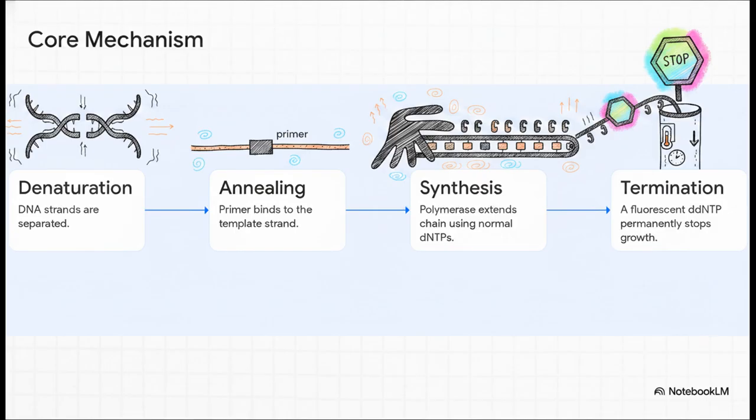This enzyme starts racing down the strand, grabbing normal hook bricks by the thousands to extend the chain. But remember, we sprinkled in a few of those modified stop sign bricks. Eventually, completely by random chance, the polymerase reaches out and grabs a fluorescent ddNTP instead of a normal one. The instant that happens, chain termination. Synthesis stops, dead in its tracks.